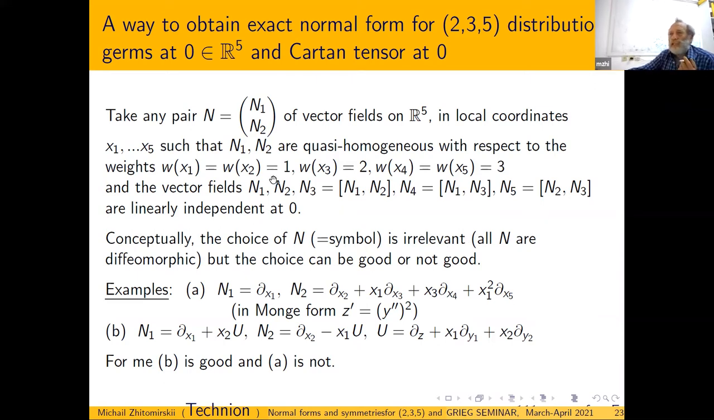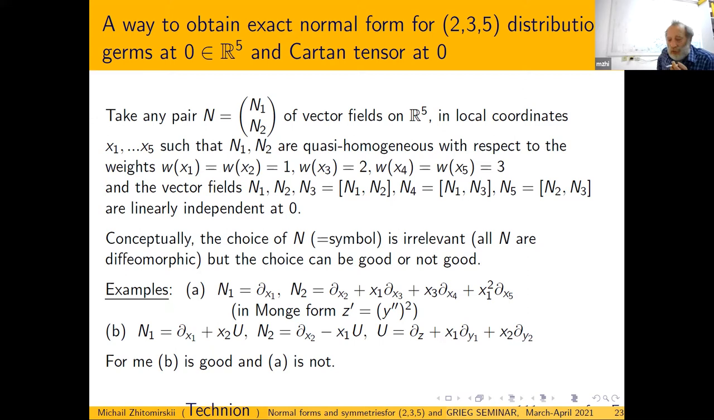So I explained last time, it is related to Bellaïche's theorem, that symbol and such two vector fields, quasi-homogeneous of degree minus one, and bracket generating, it's the same thing. So all pairs L1 and L2 with these properties are diffeomorphic, can be brought one to the other by a change of coordinates, even without change of vectors, just by change of coordinates. So, of course, we can choose this or that, vector fields N1 and N2. Conceptually, this choice is irrelevant.